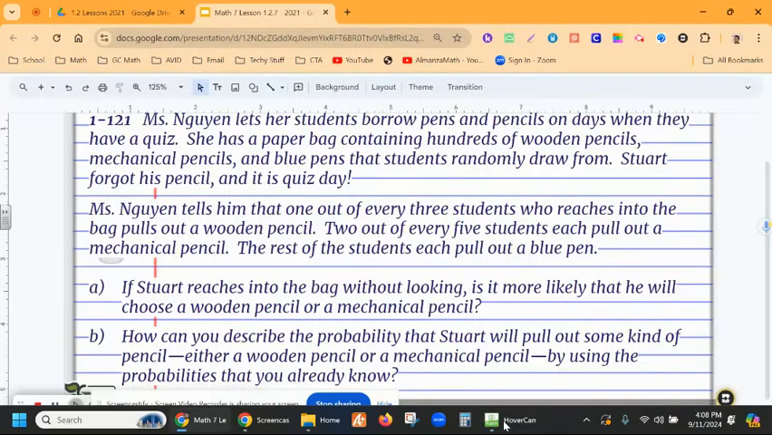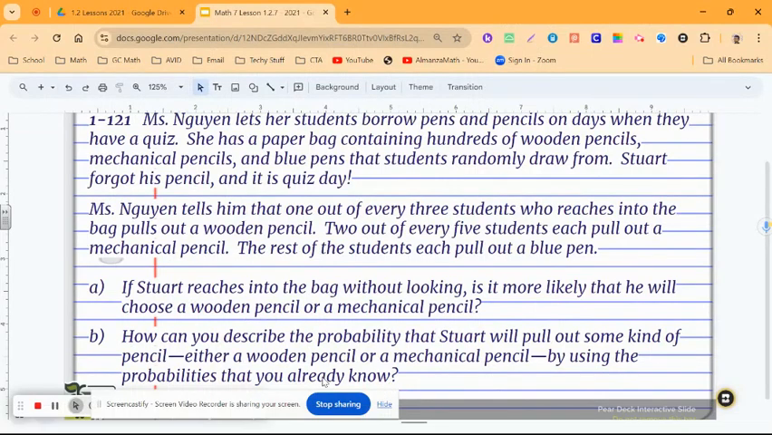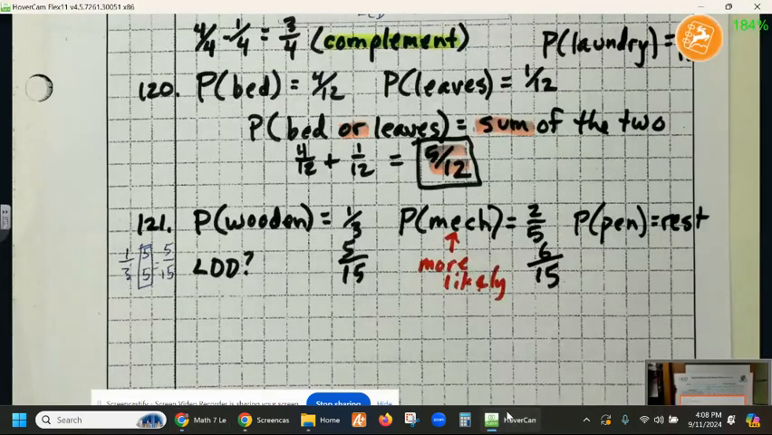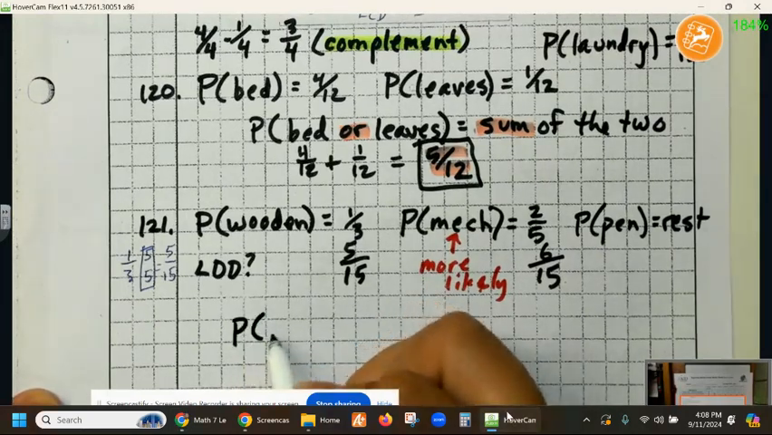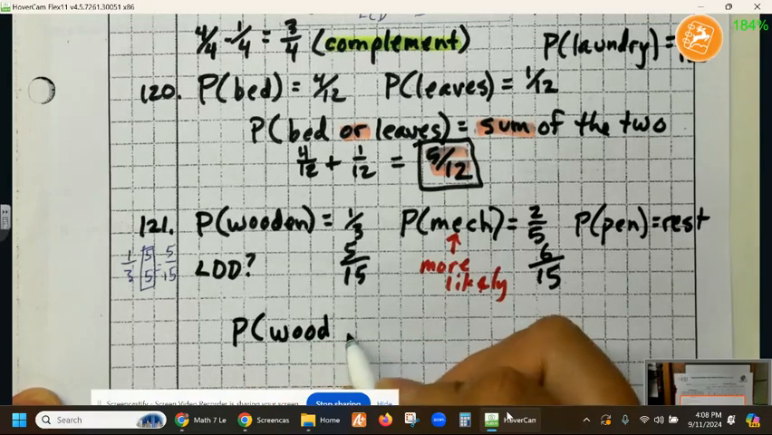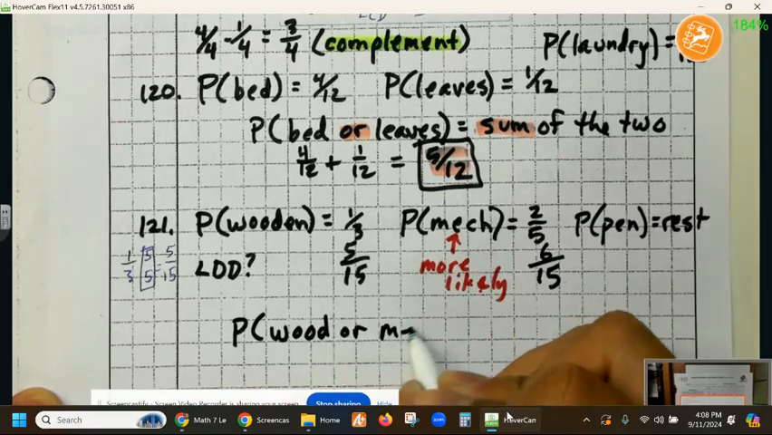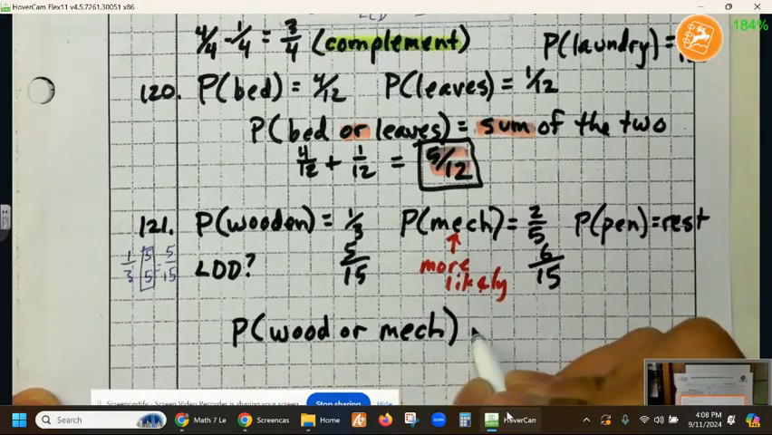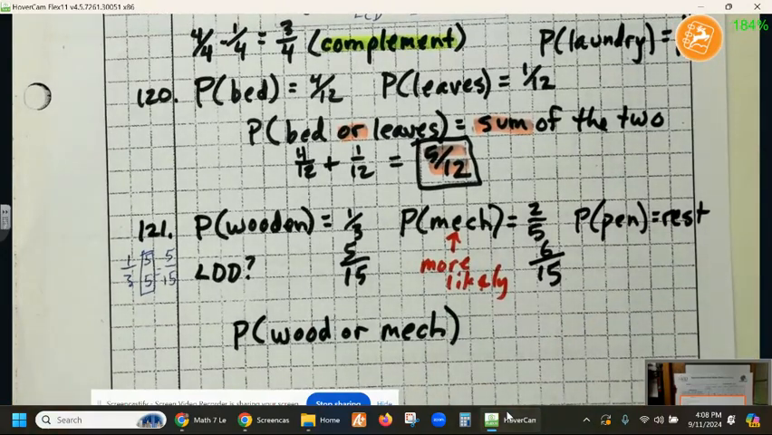All right, and the next question, how can you describe the probability that he'll pull out some kind of pencil? Some kind of pencil means it's either mechanical or it's a wooden pencil. Okay, so let's phrase it that way. Since we know what that is, we're trying to find out what is the probability of getting a wooden pencil or a mechanical pencil. So what are they asking us to do?